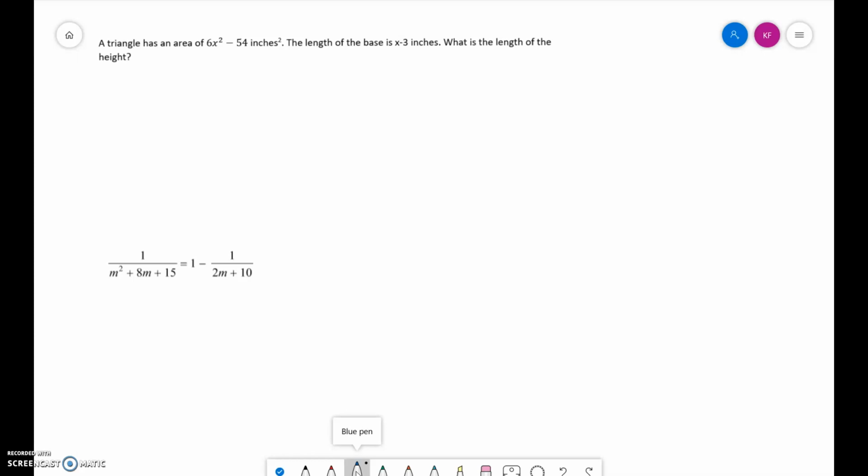The word problem says a triangle has an area of 6x squared minus 54 inches squared. The length of the base is x minus 3 inches. What is the length of the height? So our job is to find the h, we know the b, and we know the area, the A. So we have to think about the area formula for a triangle first. And if you recall, area of a triangle is 1/2 the base times the height.